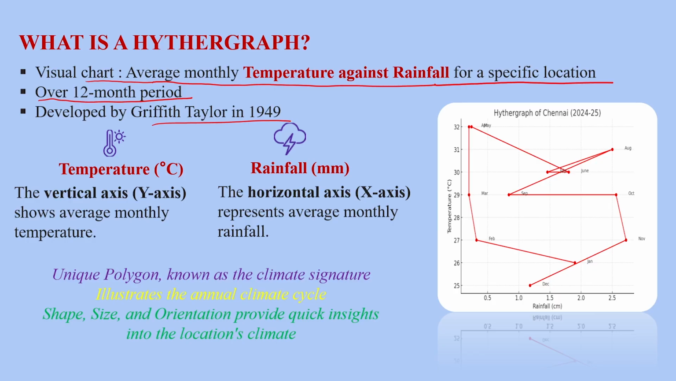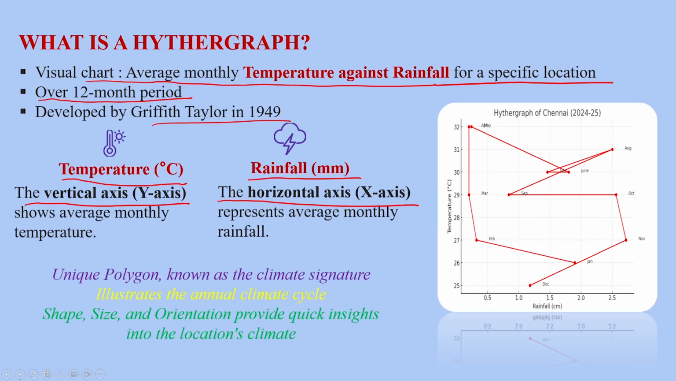In a Hythergraph, we have two major components. First one is temperature and second one is rainfall. We will draw temperature on the vertical y axis as well as rainfall on the horizontal axis. This way we will create our Hythergraph. By the Hythergraph we will learn about the climatic characteristics of particular locations.